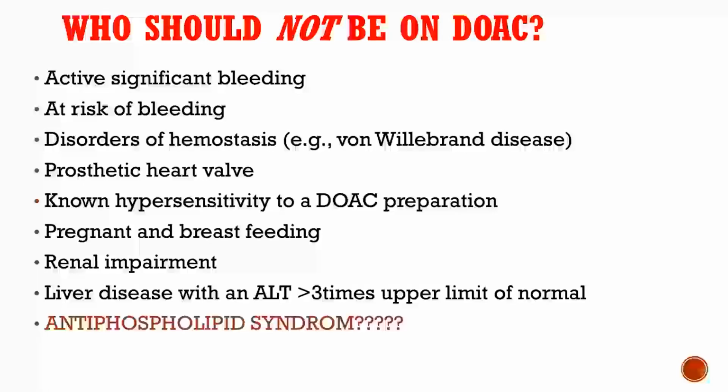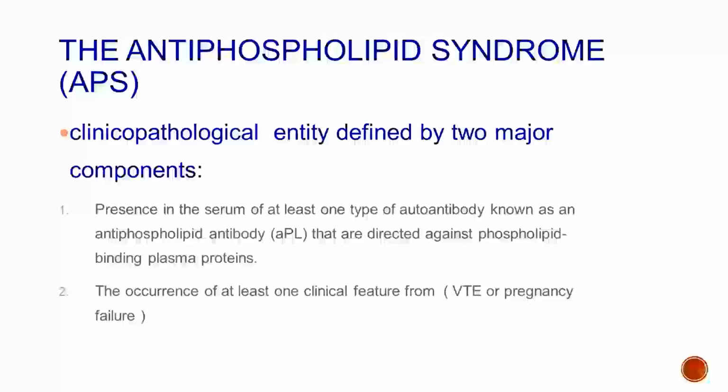Those who have hypersensitivity, as well as pregnant and breastfeeding patients, should avoid DOACs. Also severe renal impairment, although there is a lot of talk about which level of renal impairment we should not give DOACs; we will not go through this today. Also liver disease with ALT elevated more than 3 times, and finally antiphospholipid syndrome. As you can see, there are a lot of question marks, and today we'll try to shed light on the cons and pros of DOACs in antiphospholipid syndrome.